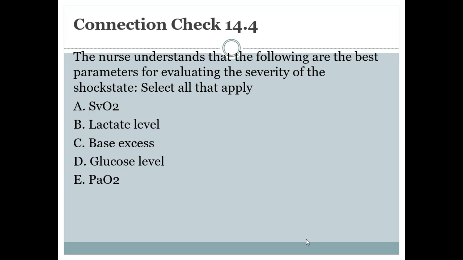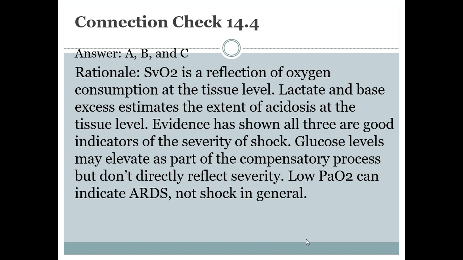All right, your answers are A, B, and C. Rationale: SvO2 is a reflection of oxygen consumption at the tissue level. Lactate and base excess estimate the extent of acidosis at the tissue level. Evidence has shown all three are good indicators of the severity of shock. Glucose levels may elevate as part of the compensatory process, but they don't directly reflect the severity. And a low PaO2 can indicate ARDS, so it's not shock in general. Here's your answer.